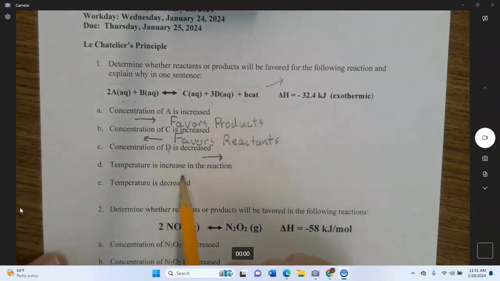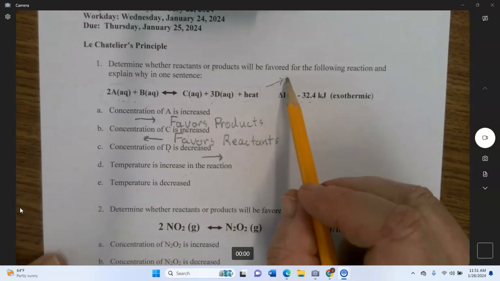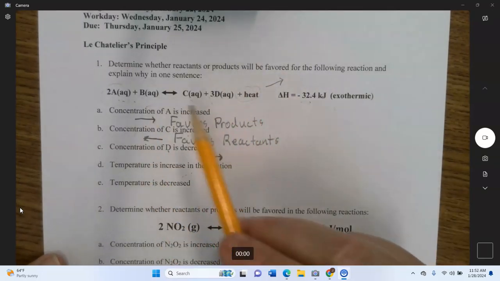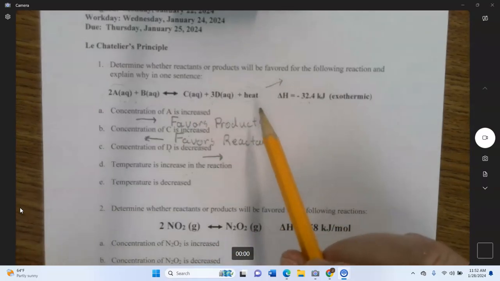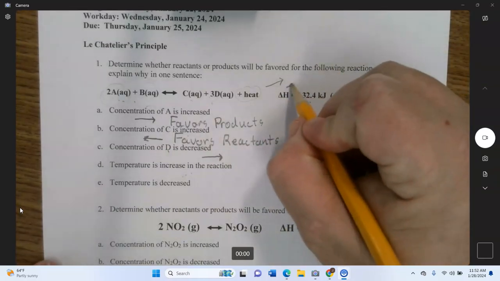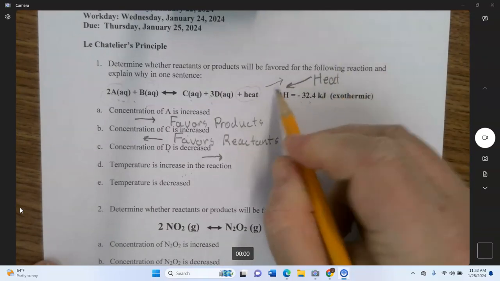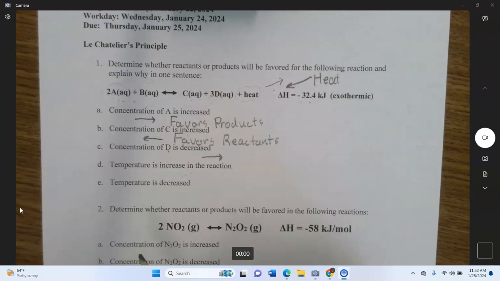Okay, now the temperature is increased in the reaction. So with this one, heat wants to come out. Now it means the temperature of the surroundings. Okay, that should be clear. It's the temperature that the reaction is taking place in. It wants to give off heat, but if you increase the temperature outside, you're shoving heat back into the reaction here. And so that's going to slow the reaction moving from left to right.